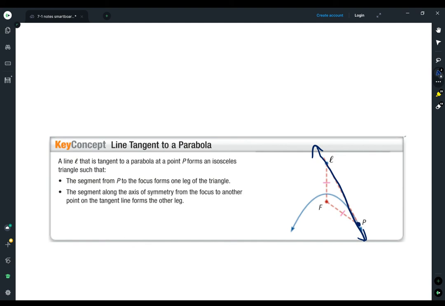So in order to find the equation for that line, we really need 2 points. We have 1 point because we're given P, the point on the parabola, but then we need a second point as well. So we're going to use this property where if we look at our focus, it is equidistant to a random point on our axis of symmetry as it is to this point P on our parabola. So we're going to use this in order to find the equation for that tangent line.